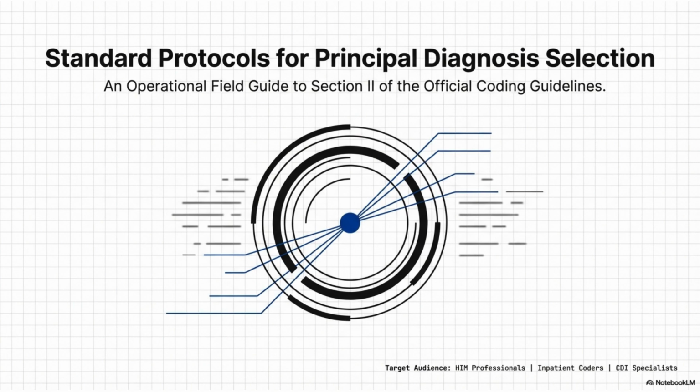Today, we're walking through one of the most foundational components of inpatient coding, principal diagnosis selection. This presentation is built around Section 2 of the official coding guidelines and the UHDDS definition that governs all inpatient reporting. Before we begin, here is our disclosure.